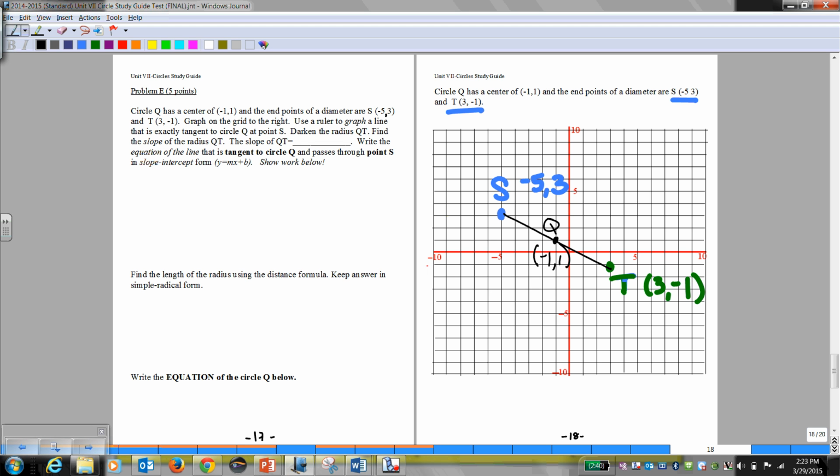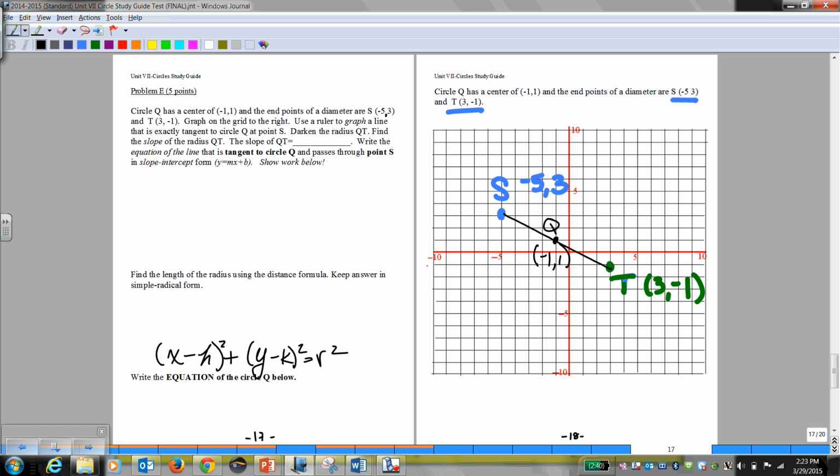Now, we want to find the equation of this circle. So we're going to work kind of bottoms up here. The equation of that circle is easier to graph. So let's start by writing the equation of a circle right here. That's x minus h squared plus y minus k squared equals radius squared.